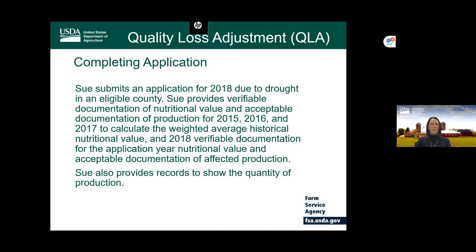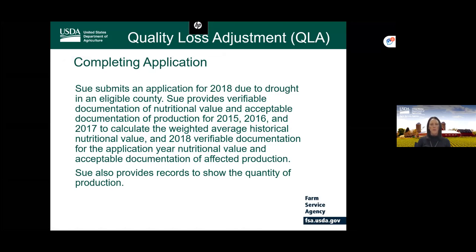So here's an example of completing an application. We're using an example out of Texas because we haven't received one in North Dakota yet. So Sue submits an application for 2018 due to drought in an eligible county. Sue provides verifiable documentation of nutritional value and acceptable documentation of production for 15, 16, and 17 to calculate the weighted average historical nutritional value.